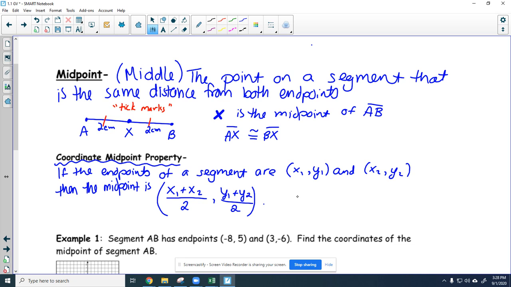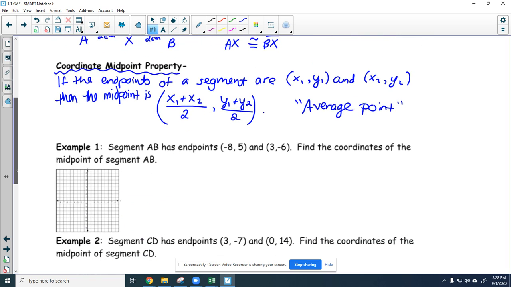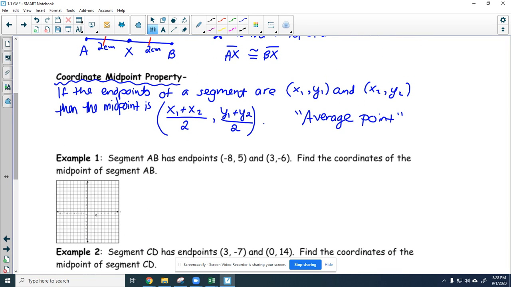You literally just take the average of them. So feel free to think of it as the average point, because that will also help you calculate its coordinates as well. So let's try an example here. Segment AB has endpoints (-8, 5) and (3, -6). Find the coordinates of the midpoint of segment AB.